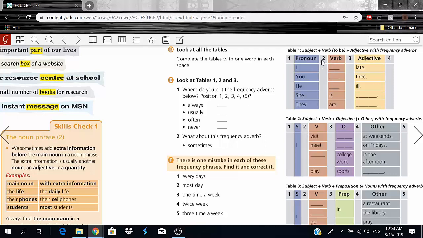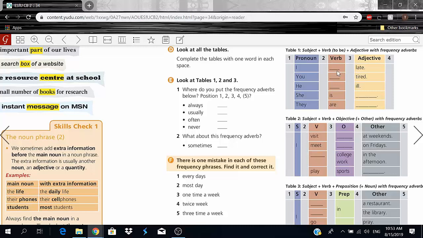So in table 1, for example, in position 2, we have a pronoun before it and a verb or verb to be after it. Okay? So these are going to greatly impact your answer. I just want to let you guys know, frequency adverbs generally go in position 3 with a verb to be, and they go in position 2 with other verbs.